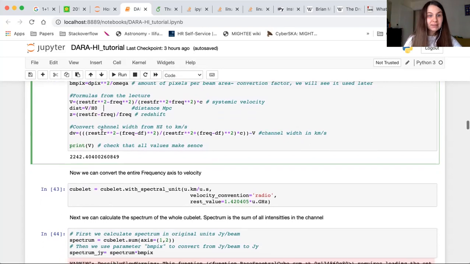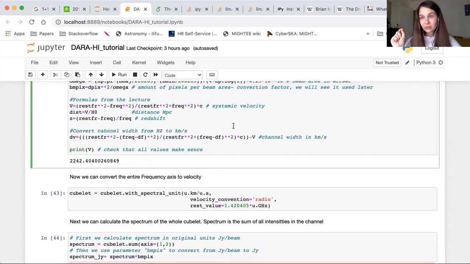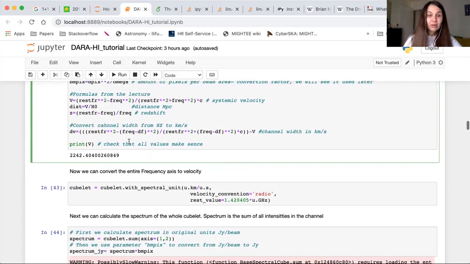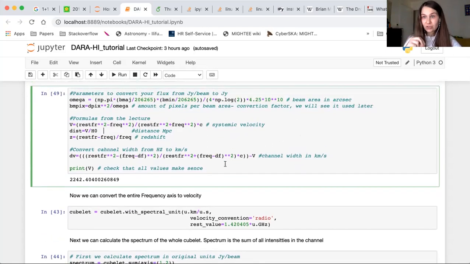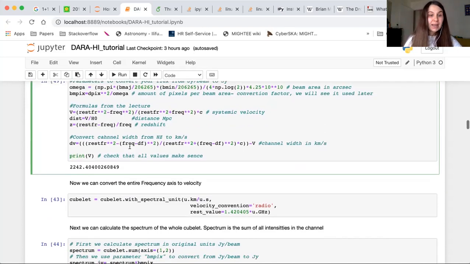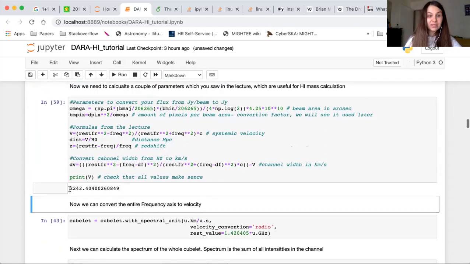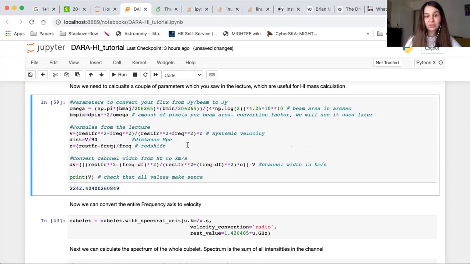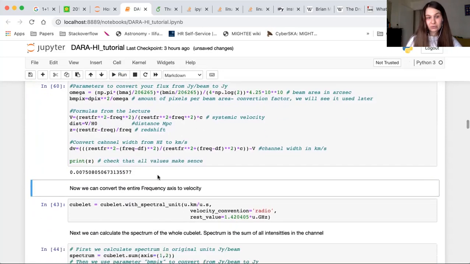For us, it's not very important now because it's pretty nearby. And then we can also convert the channel width from hertz, which we extracted from the header, to channel width in kilometers per second, because we will need it in order to calculate our flux density, which is usually presented in units of Jansky kilometers per second. And here we can see that the systemic velocity of our source is 2242 kilometers per second. Or, for example, we can ask what the redshift of our source is, and the redshift is the following.